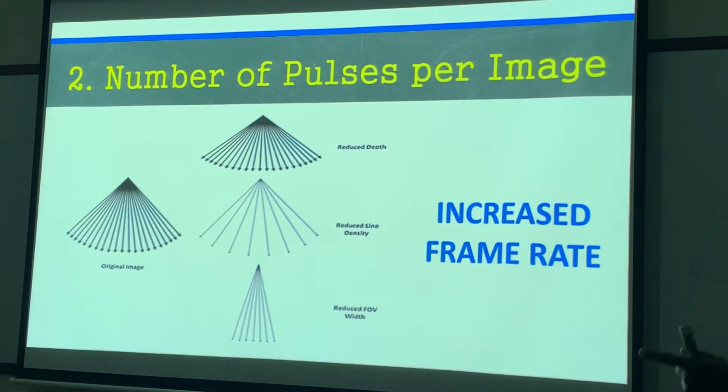All of those have increased frame rate from the original image. My frame rates are going to increase because I use less depth, a shallow image. My frame rate is going to increase because I have a lower line density. My frame rates are going to increase because now I have a smaller field of view.